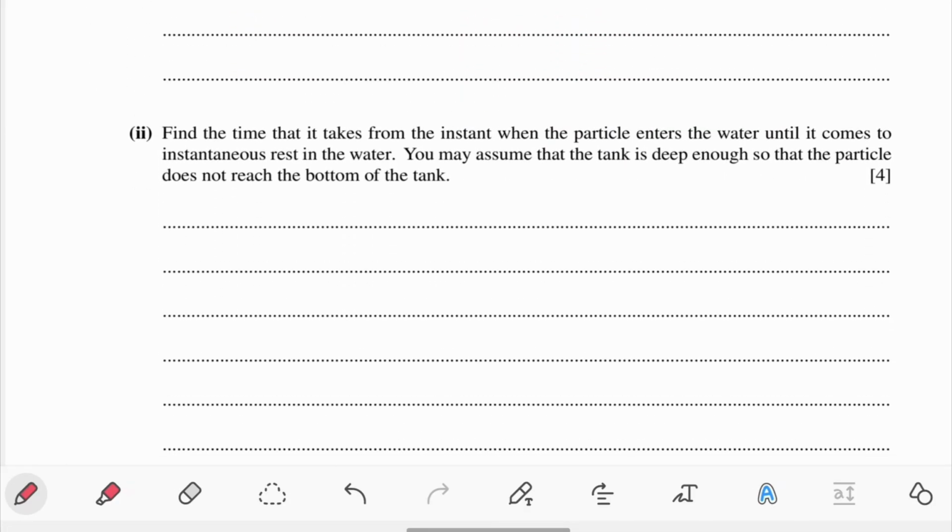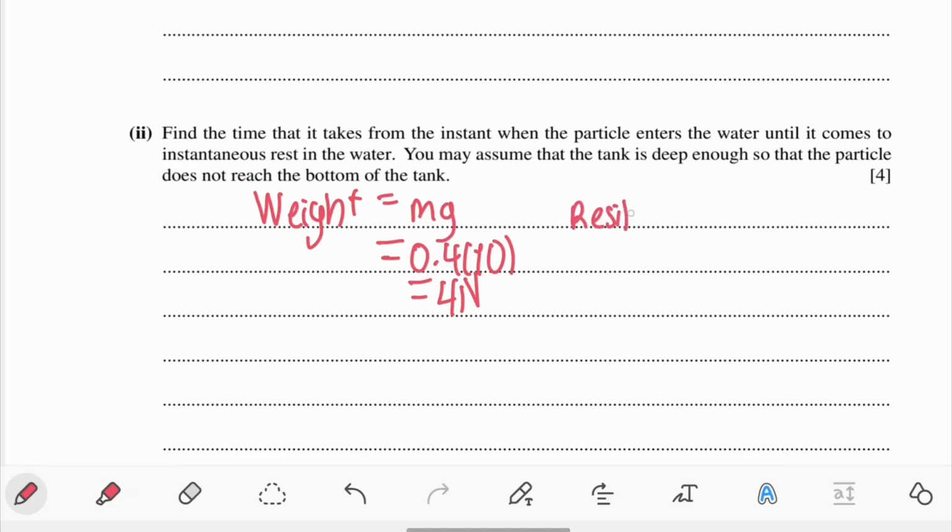Next, find the time that it takes from the instant when the particle enters the water until it comes to instantaneous rest in the water. You may assume the tank is deep enough so that the particle does not reach the bottom. So first we need to calculate the weight of the particle so that we know the downward force on the particle. The weight is equal to mass times gravity, which is 0.4 times 10. So the weight is 4 newtons. And they told us that the resistive force is constant and is 5.6 newtons.